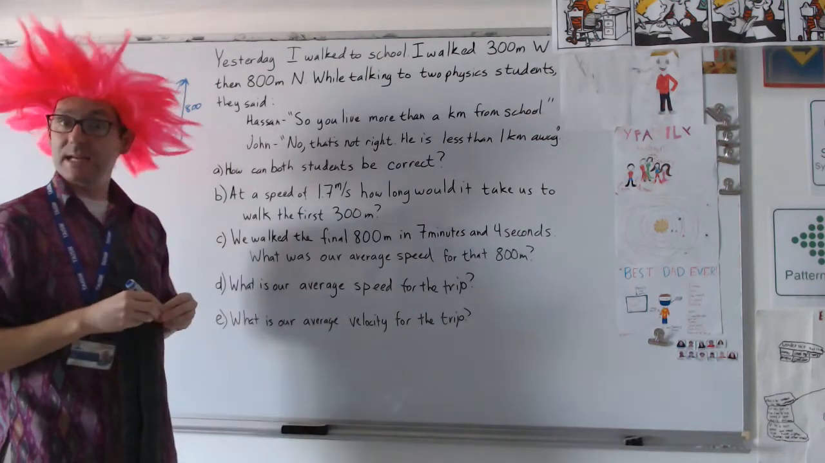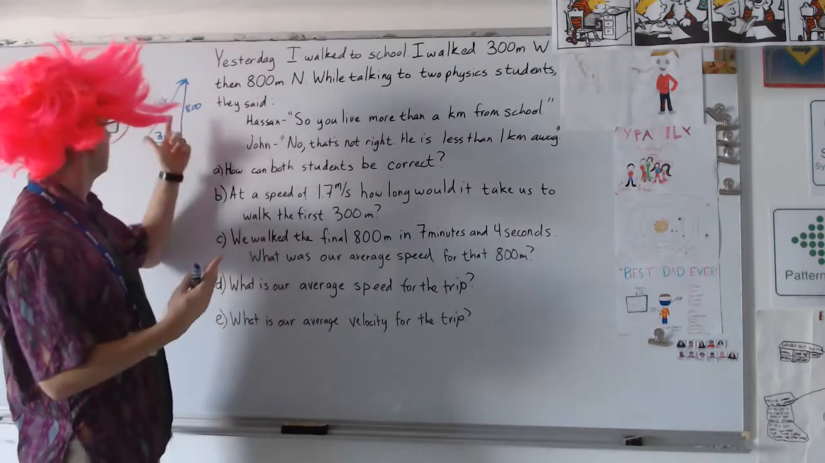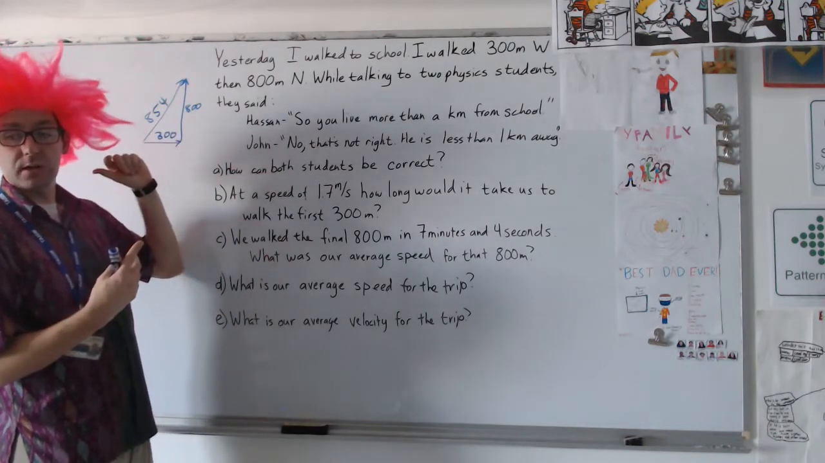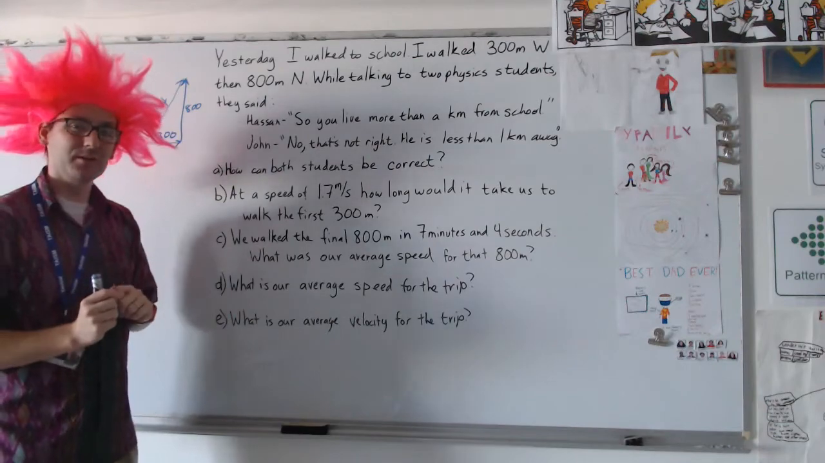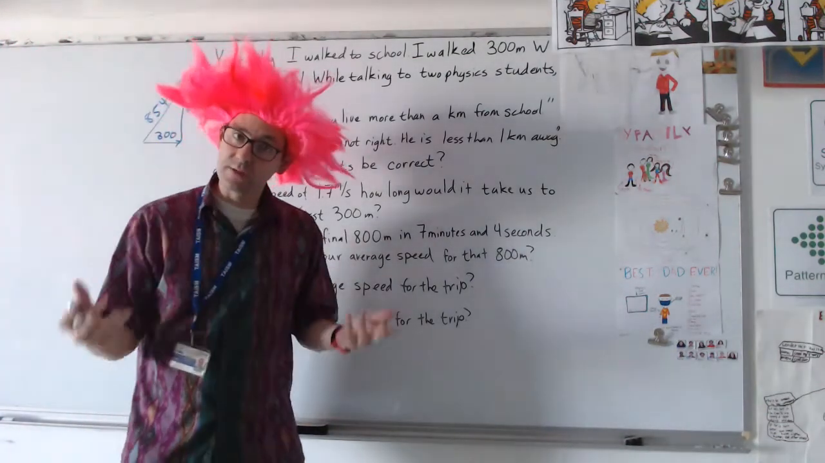Well, my displacement, the actual distance in a straight line from the school, is 854 meters. That, my friends, is less than a kilometer. So could they both be correct? Yes. It just depends on how they're looking at the situation.